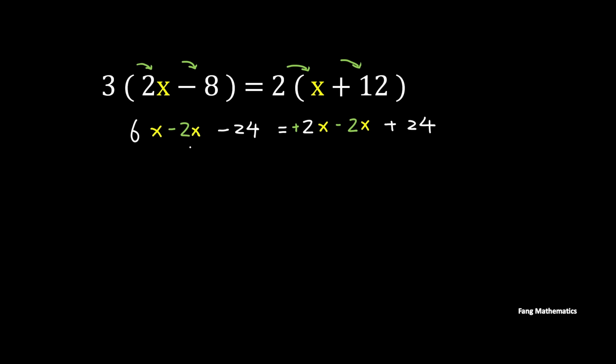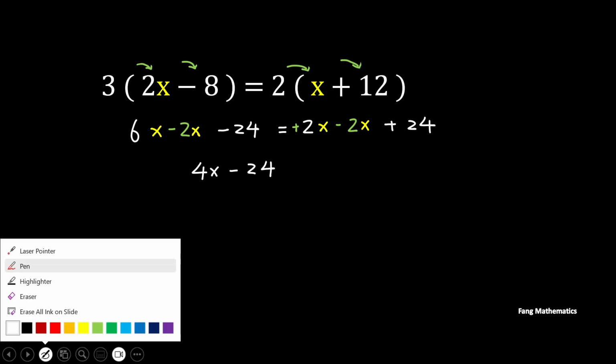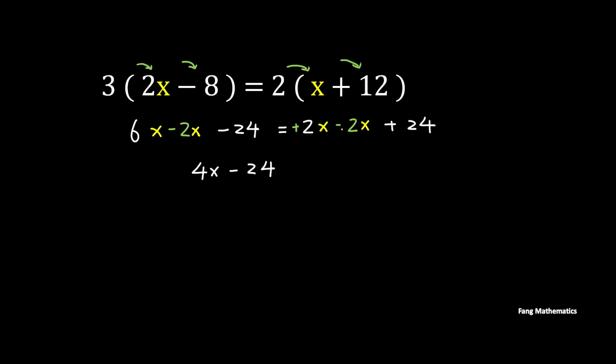And let's refer to the left. 6x minus 2x, collect the like terms. I believe that should give you 4x. Minus 24 remain. And on the right, I believe the plus 2x gets eliminated with minus 2x. And that leaves you 24.